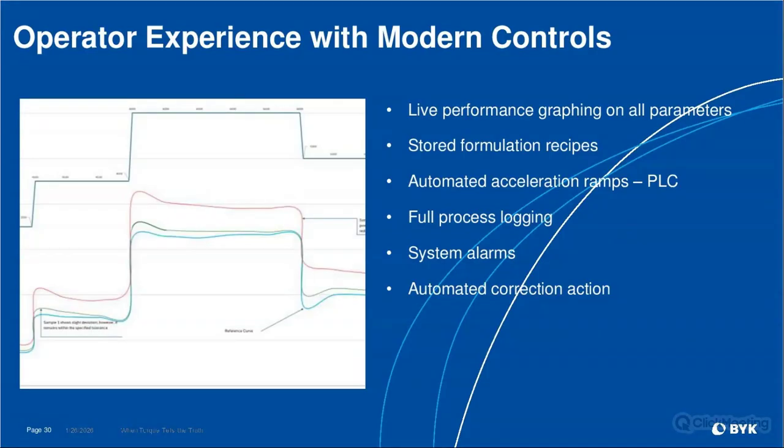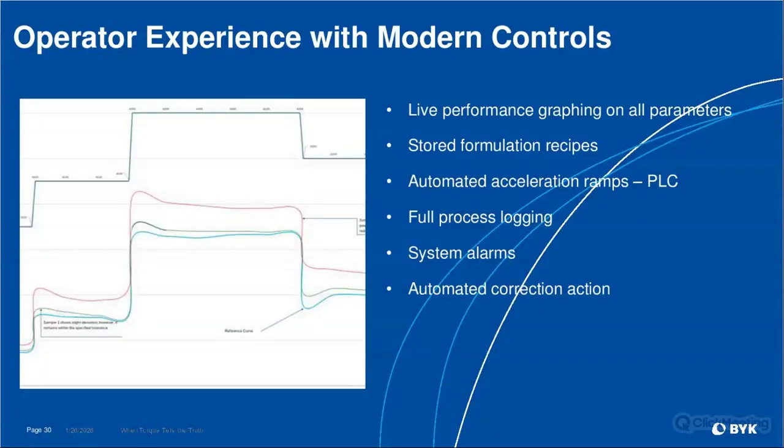So operator experience with modern controls, the live performance graphing on all the parameters, right? So with our control system, you get trend lines for your RPMs, your watts and energy, the torque measurement itself, and your tip speed, along with your timer function and thermocouple, right? Your temperature readout. Having all that displaying in real time makes life really easy for operators.